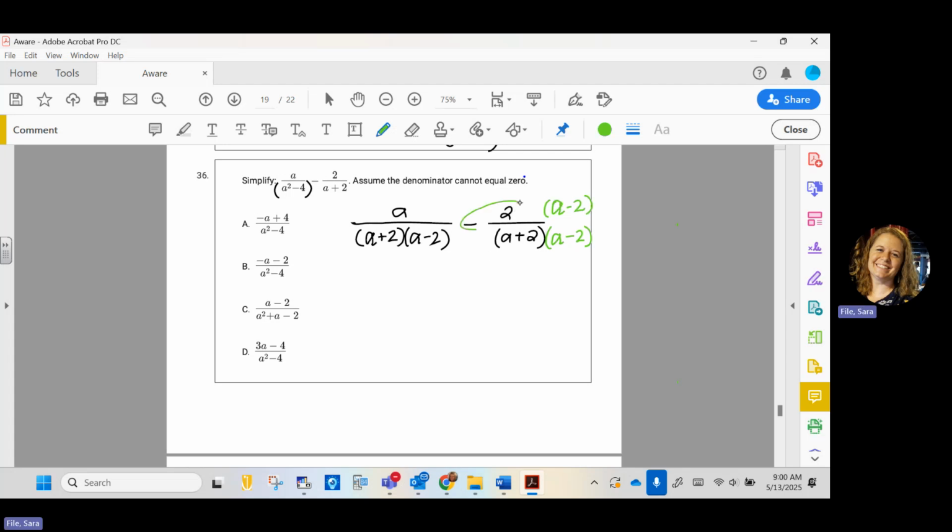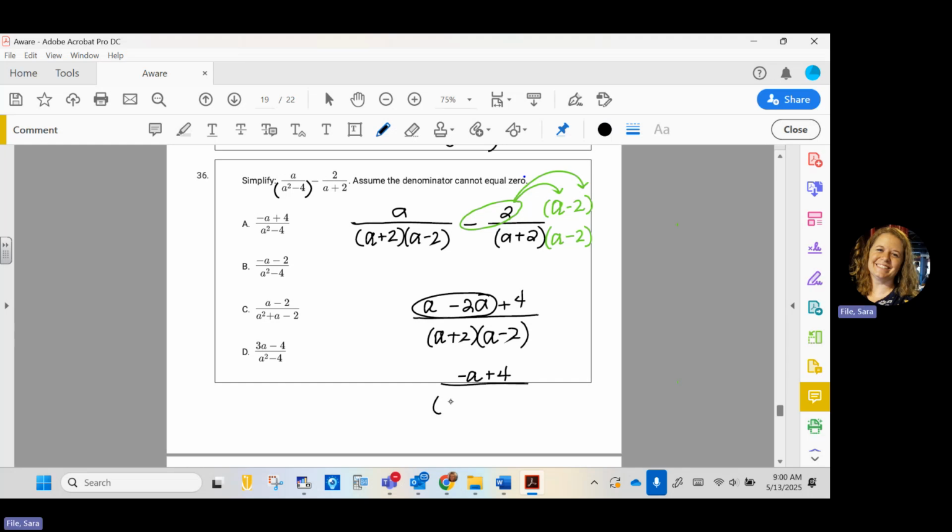Now up here in the top, this minus 2 needs to be distributed. So I'm going to have the a, and then negative 2 times a would be minus 2a. Negative 2 times negative 2 would be positive 4. And then it's all over my new common denominator. Combine like terms up here. So that's going to be negative a plus 4.